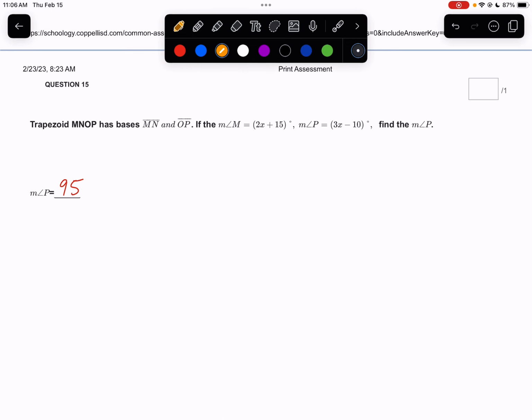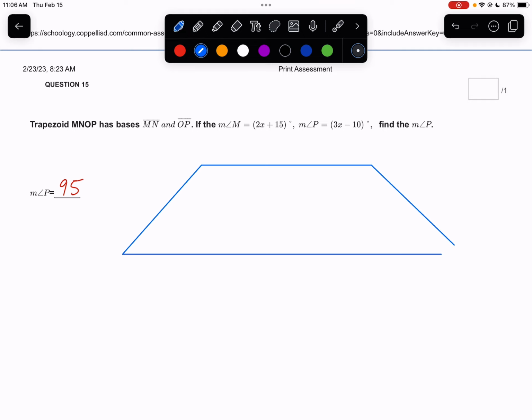All right, so we got a trapezoid called MNOP. So trapezoids, we got two parallel sides. Now the legs, it does not say isosceles trapezoid, it just says trapezoid. It says MN and OP are the bases. So I need MN to be a base and OP. So trapezoids and kites, you have to pay more attention when you're labeling them. Do I have MN and OP as my bases? Yes, I do.